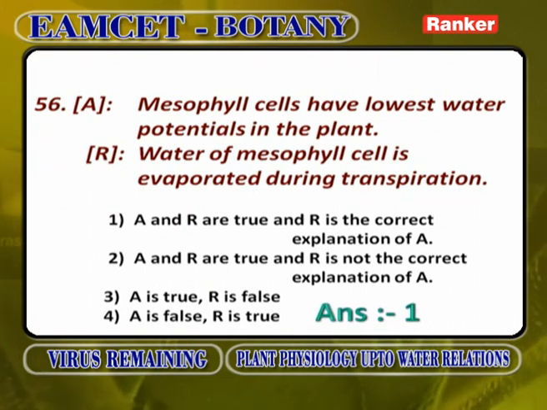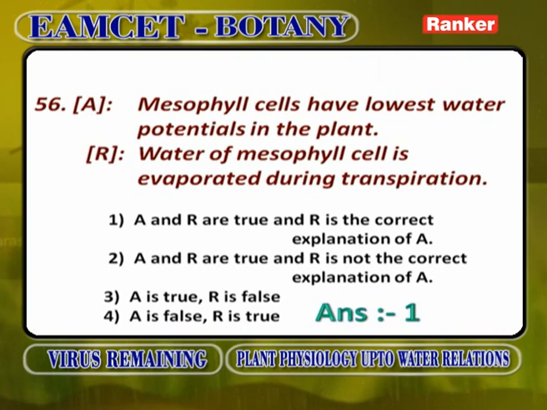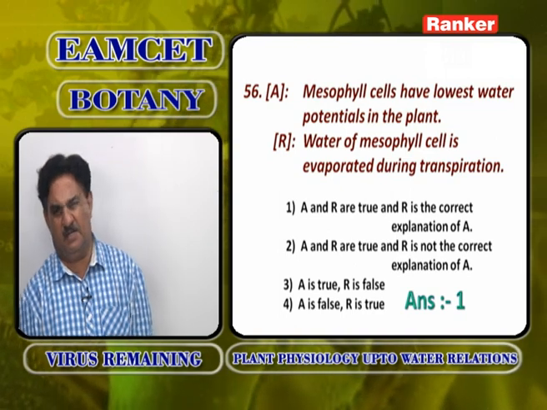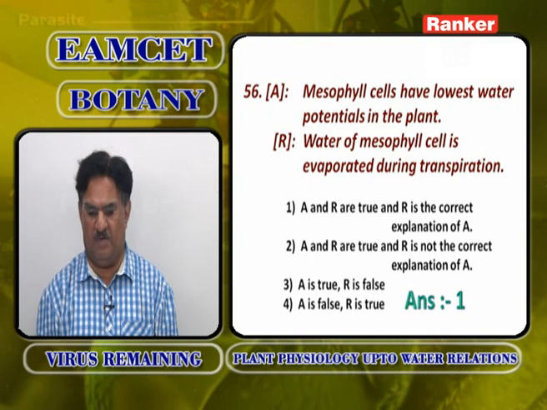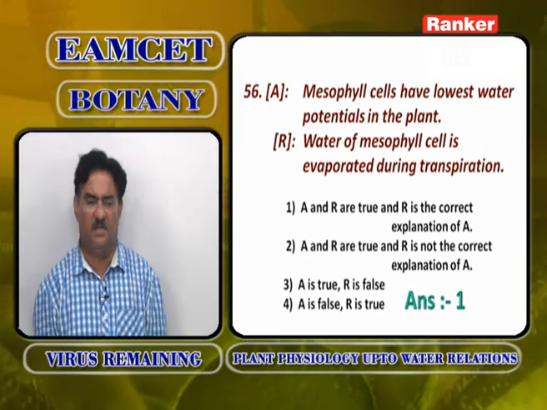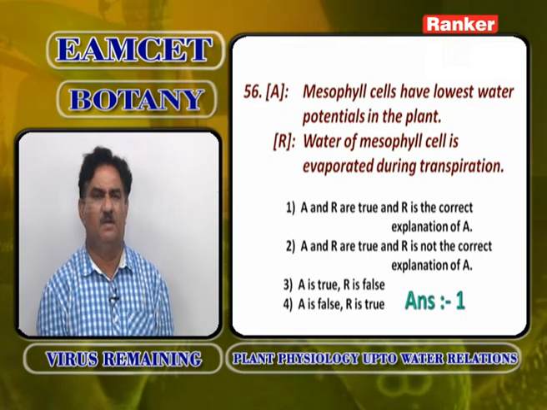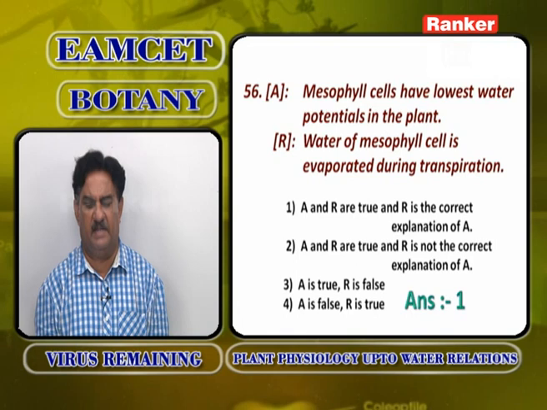This is an assertion reasoning question. Mesophyll cells have lowest water potentials in the plants. Water of mesophyll cells is evaporated during transpiration. Whenever sunlight falls on the leaf, the mesophyll cells lose water by transpiration. Intracellular water goes out through stomata by diffusion from higher concentration to lower concentration. So, mesophyll cells have lowest water potential in a plant is correct.